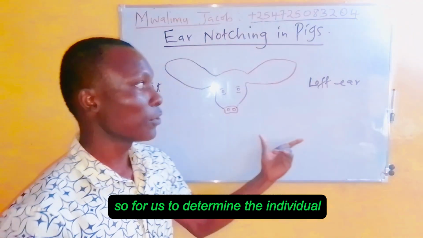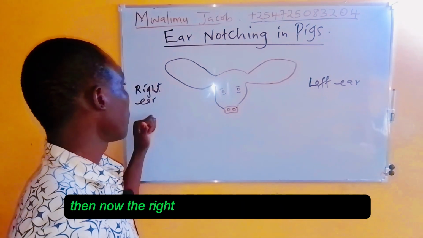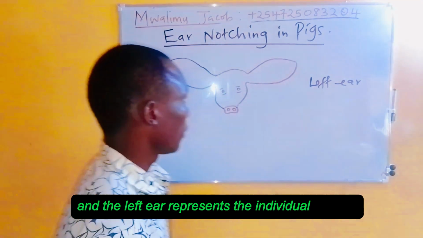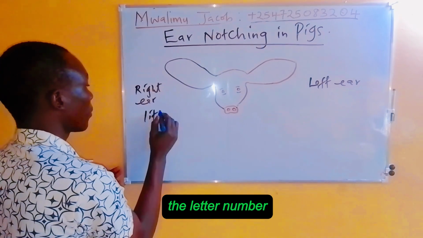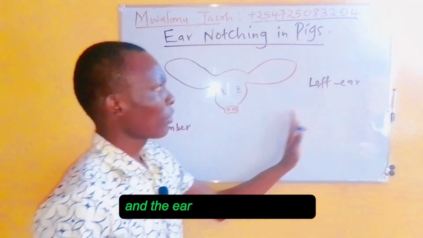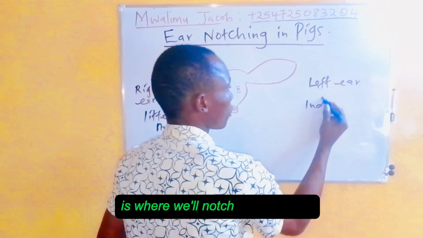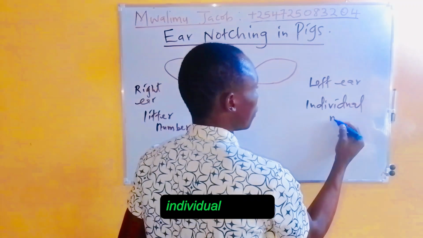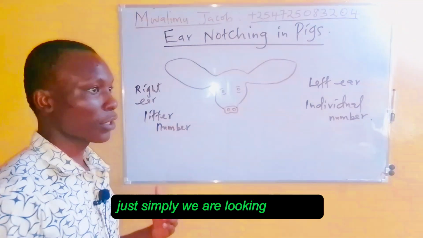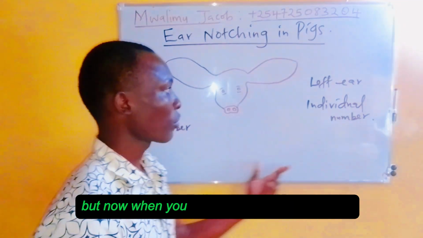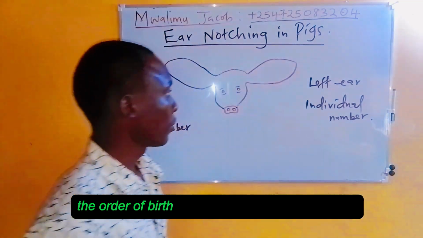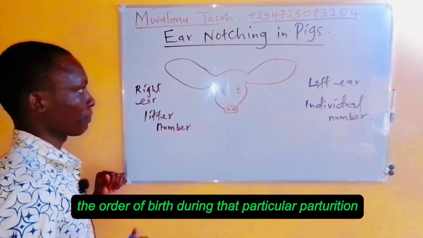So for us to identify the individual and litter number, the right ear represents the litter number and the left ear represents the individual number. The ear on the right is where we will notch the litter number, and the ear on the left of the pig is where we'll notch the individual number. Remember, when we talk of litter, we are simply looking at the number of parturition. But when we talk of the individual number, we look at which piglet came out first, the order of birth during that particular parturition.